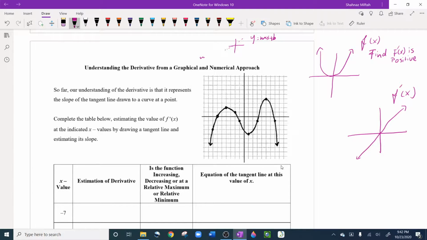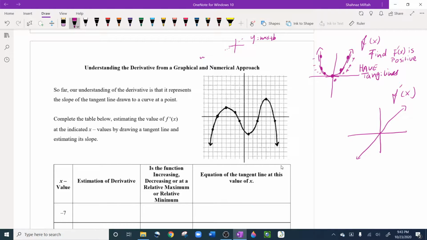You have to draw tangent lines. Okay, so I'm going to draw a tangent line here. Up here, you can randomly pick some points and draw tangent lines. So these are my points. This is positive, positive, that's a 0, negative, negative, negative. All of these tangent line slopes are negative. This one is 0. All of these tangent line slopes are positive.